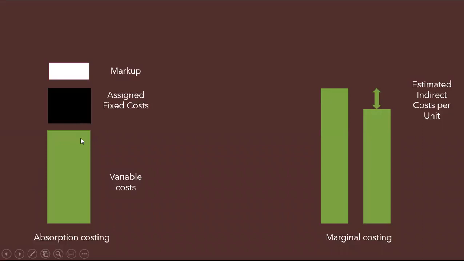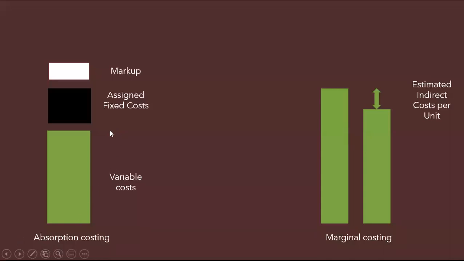This method is quite simple and very easy to use, but it has a major setback in assigning fixed cost. We don't actually know the fixed cost until the accountant brings all the costs in, and there is often some kind of lag, some kind of delay between deciding the cost and knowing the actual cost. So absorption costing has some setbacks, but it's very simple.